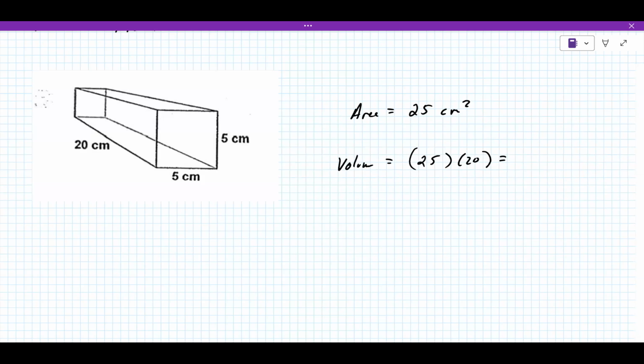Okay. What's the final answer for that, please? 25 times 20. Would it be 500? What are the units? 500 centimeters squared. Cubed. Cubed, because it's centimeters times centimeters times centimeters. There's 3 of them. For area, it's just centimeters times centimeters.